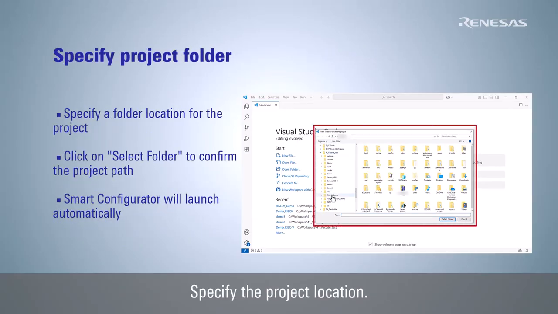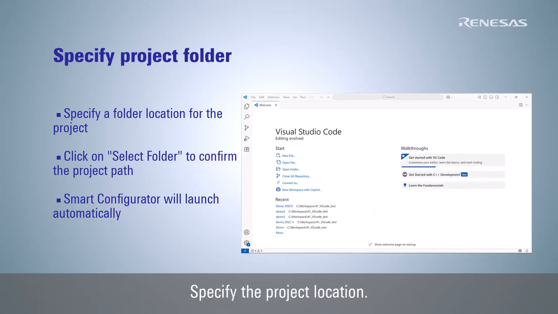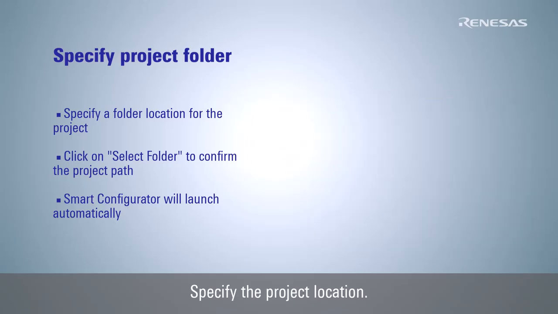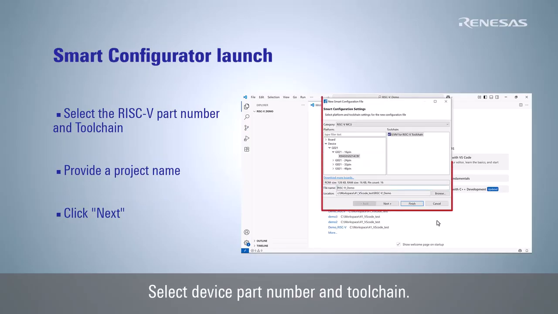Next, you will be prompted to provide a folder location for the project. Click on Select Folder to confirm the project path. Once done, Smart Configurator will launch automatically. After Smart Configurator is launched, select the device part number and toolchain from the dialog box. This demonstration uses FPV board and LLVM for RISC-V toolchain as an example.